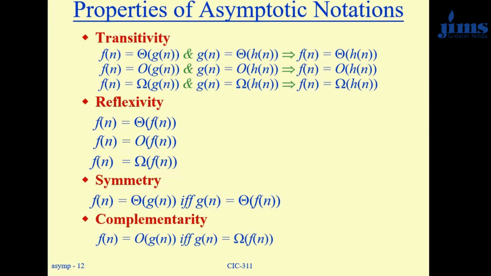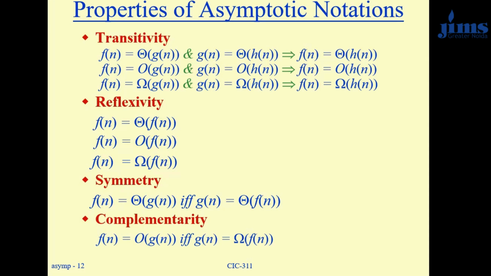If you analyze it logically, f(n) = theta of g(n) means g(n) is acting as both upper bound and lower bound of the function f(n). Similarly, g(n) = theta of h(n) means h(n) is acting as both upper bound and lower bound of g(n). Under both these scenarios, h(n) will be acting as both upper and lower bound of f(n) also. So f(n) = theta of h(n).